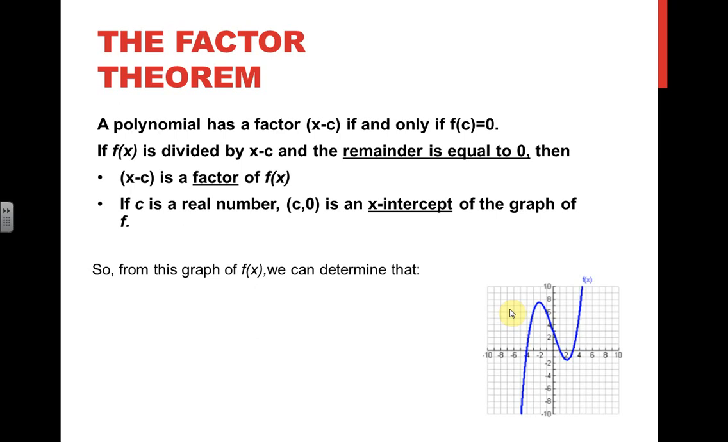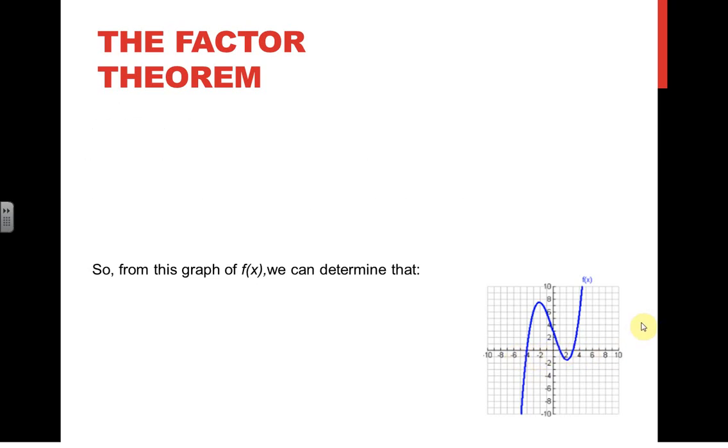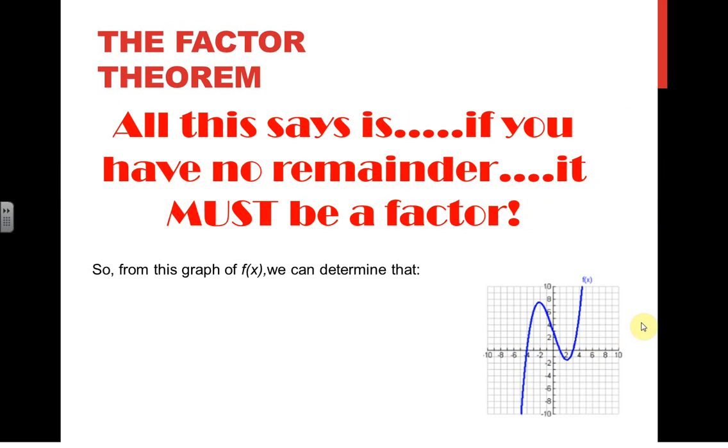Okay, factor theorem is even easier. Basically, if there isn't a remainder, it is a factor. If there is a remainder, it's not a factor. So if you plug it in and you get 0, that means no remainder, so it must be a factor. If you plug it in and you get a number, well, that's a remainder, so it isn't. Also, remember, here are your zeros, so that's what it's telling us. It's telling us that it's a 0 on the graph, and so it's a factor. Again, if you have no remainder, it must be a factor. That's all that says.